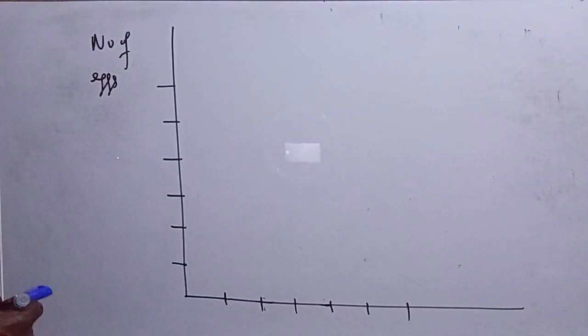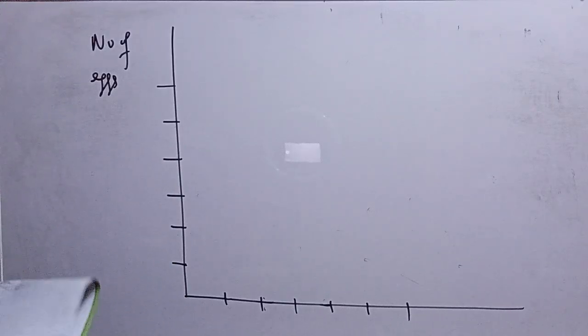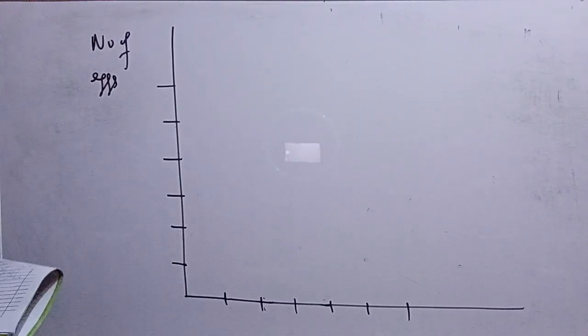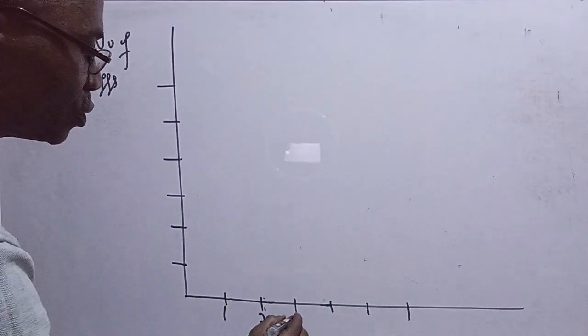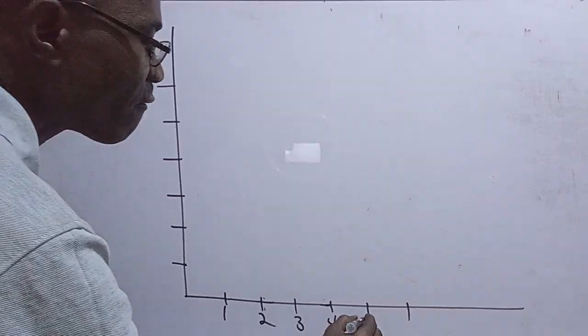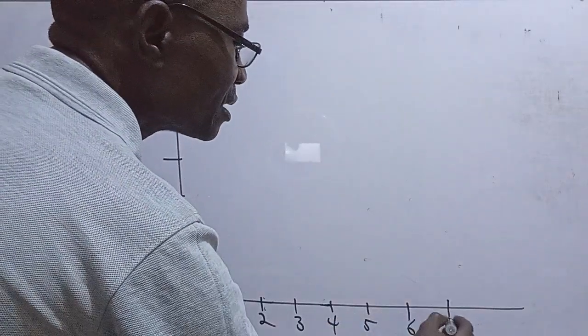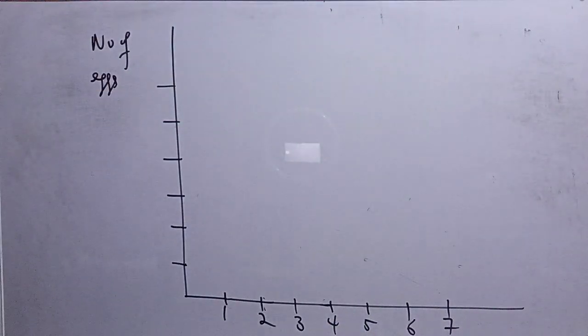Now let's go back to the information we are given, which is not available on the board again. We are not copying from the note, but we need the information. Day one is 10. Day 2. So the days are 1 to 7. So let's say 1, 2, 3, 4, 5, 6, and let's call it 7. Good. So that is the day.